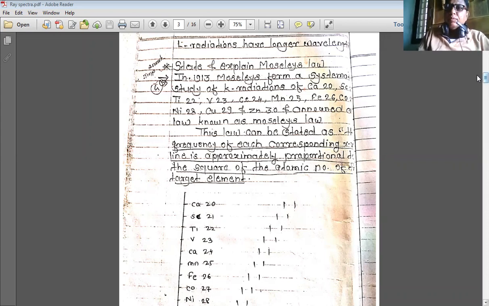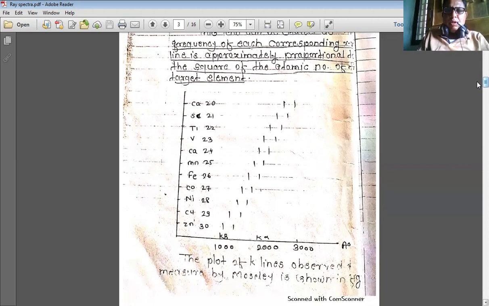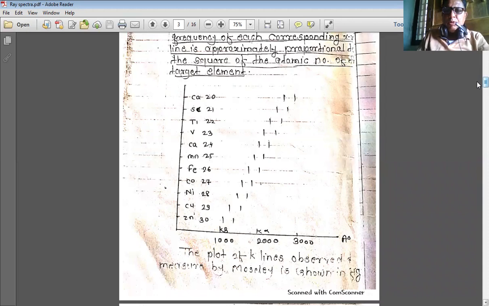This figure shows some elements: zinc, copper, nickel, cobalt, iron, manganese, calcium, and there is the K beta line. The radiation frequency increases just like this. So the plot of K lines observed and measured by Moseley is shown in the figure.